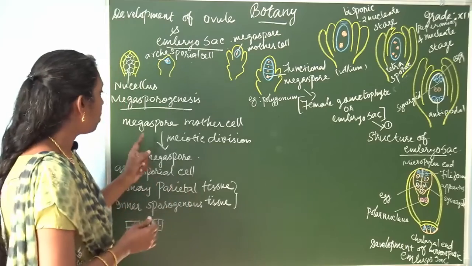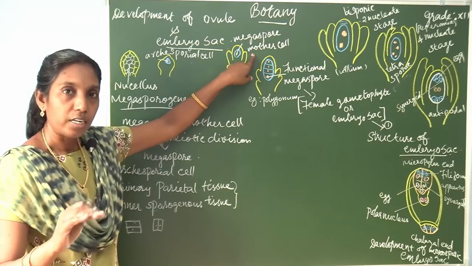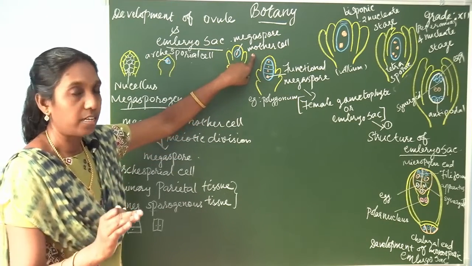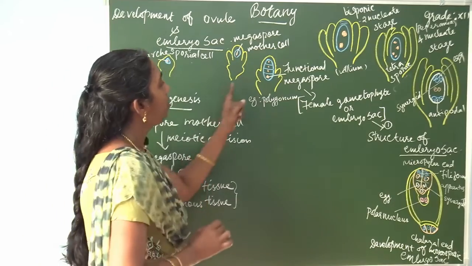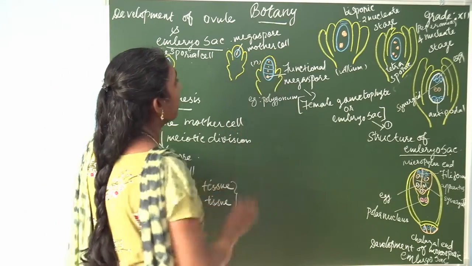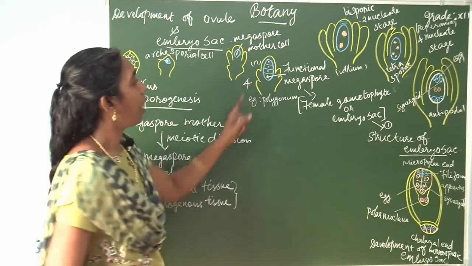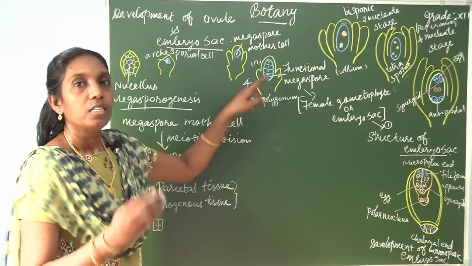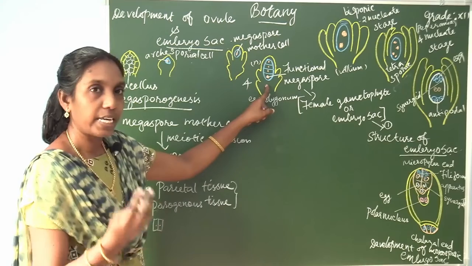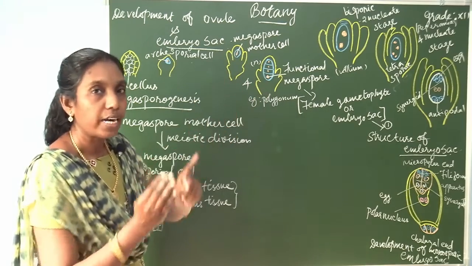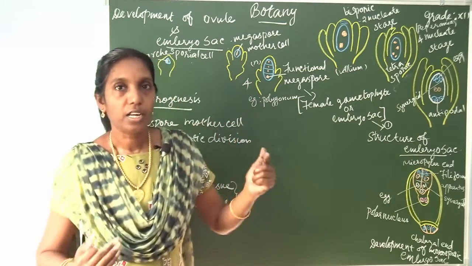How does megasporogenesis occur? This megaspore mother cell undergoes meiotic division to form four haploid megaspores. All these cells are haploid, n. These four haploid megaspores are formed as a tetrad, arranged in a linear order.